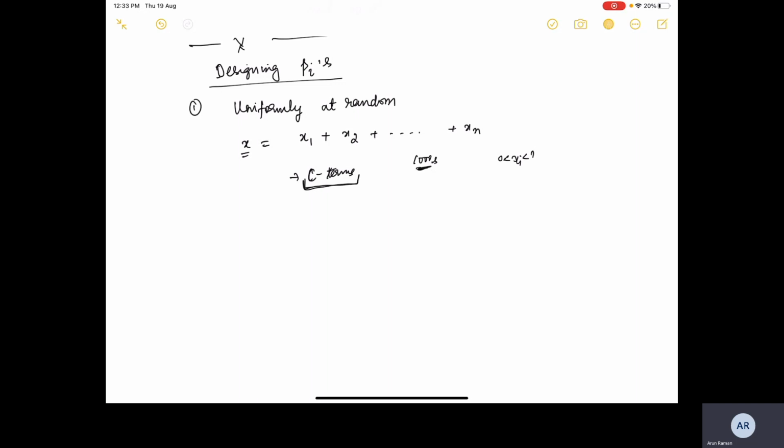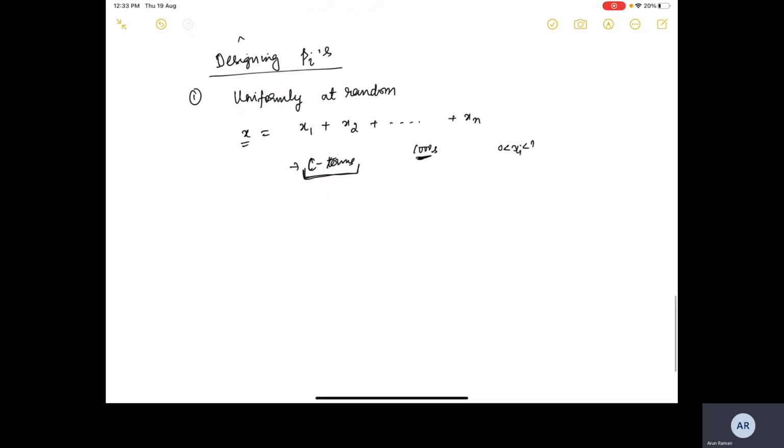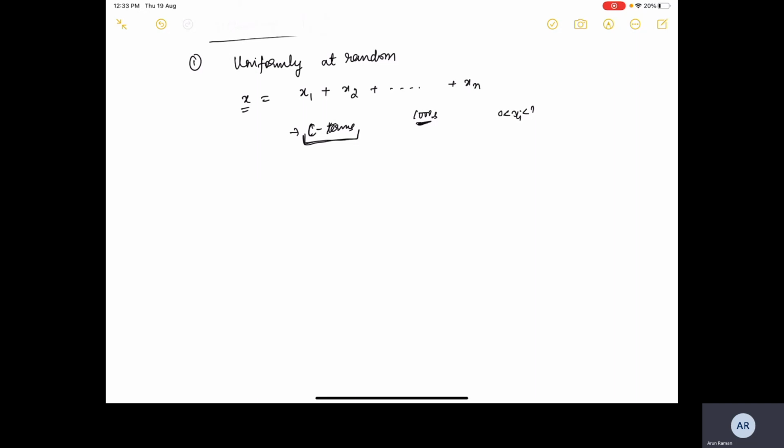So in the first instance, we will get an approximation of the sum that is in thousands, and in the second instance, we will get an approximation of the sum that is maybe less than 100. So the variance in the value of x is very high, and it does not quite work out. If we want to reduce the variance, uniformly at random is not a good way of sampling.